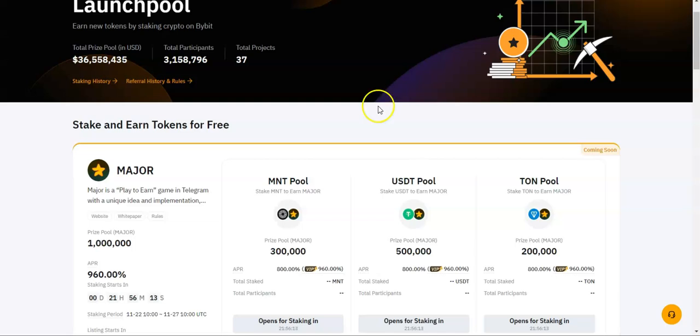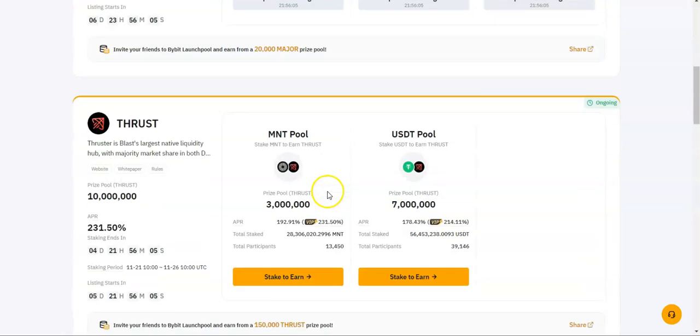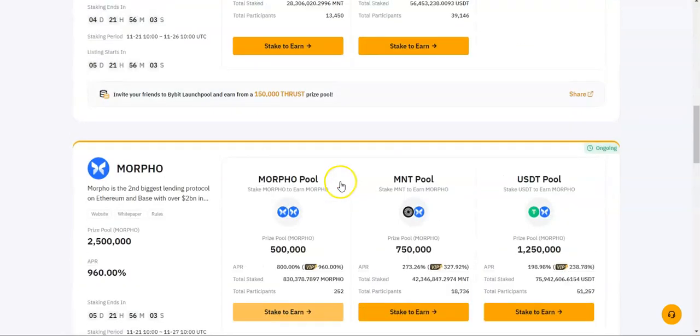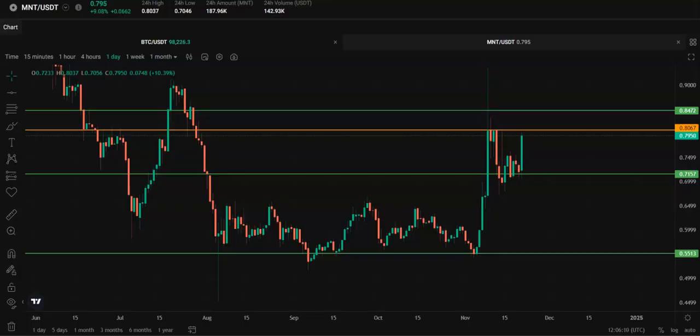So anyways, doesn't really matter, guys, but you can use MNT in this pool coming up tomorrow, and these other couple of launch pools here. Now let's talk about the coin itself here. Basically, there's a resistance right here at about 80 and a half cents. Let's say 81. We do need to cross that line.